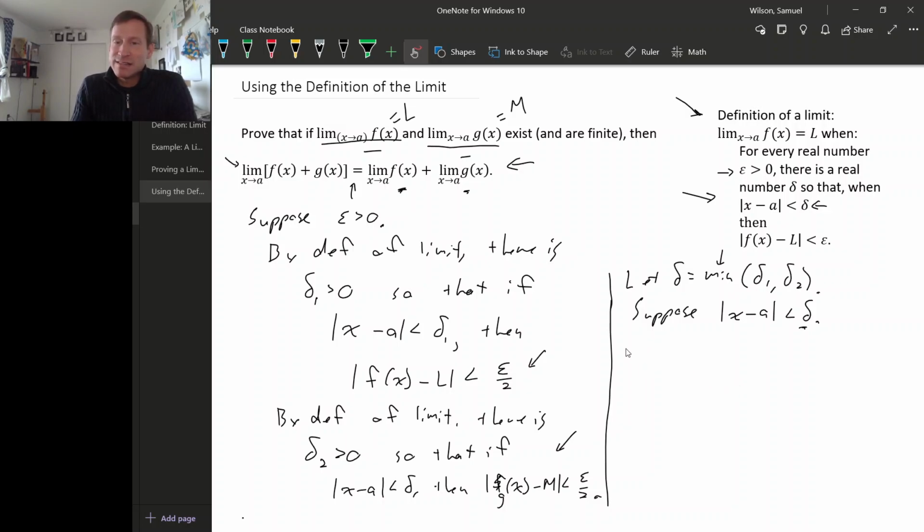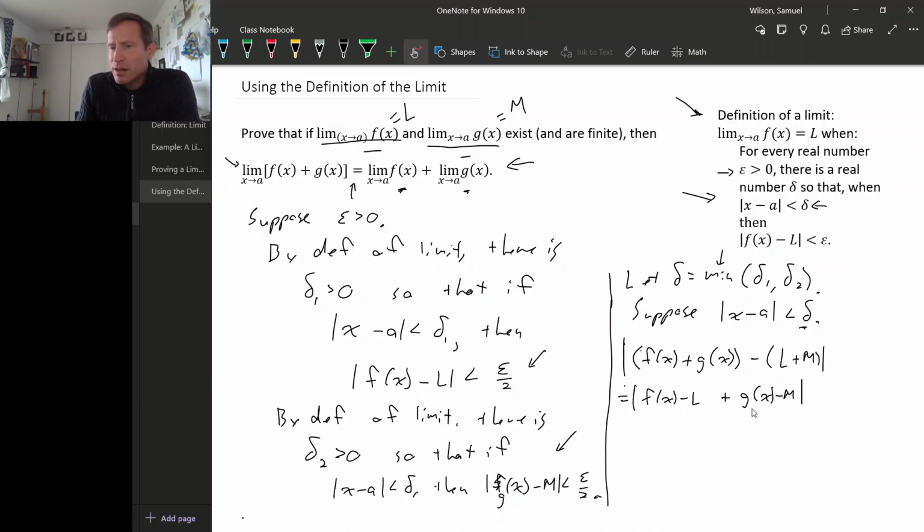Okay, so now let's calculate the distance between f of x plus g of x minus the sum of these limits, right? This is what we're hoping is less than epsilon. If we can show that this is less than epsilon, then we're done. So we can rearrange the stuff inside the absolute values here. So this is the absolute value of f of x minus L plus g of x minus M.